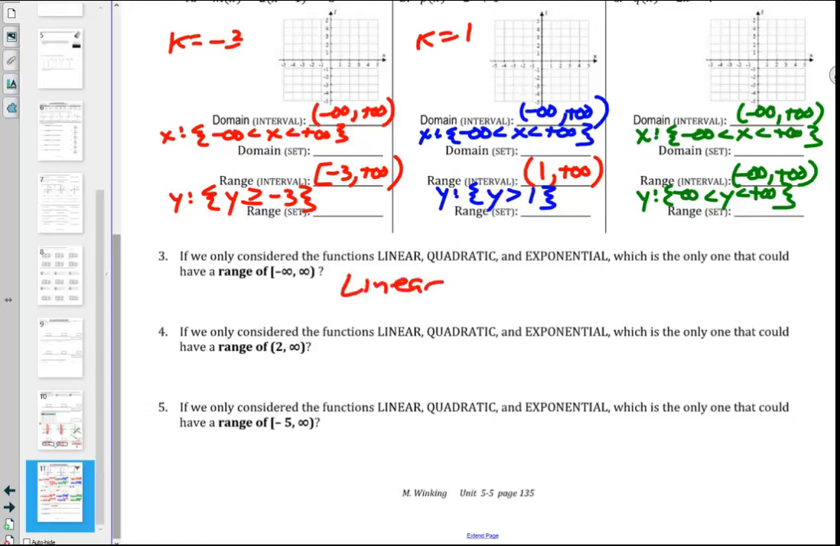If we only consider those 3 again, which is the only one that could have a range of 2 to positive infinity, but look at what's on the 2. It's a parenthesis, meaning that it doesn't touch the 2. Which one would that be? Exponential, good. And then not by process of elimination, but if we're talking about range again, which is the only one that could go to positive infinity, but now have a bracket, meaning it touches? Quadratic.